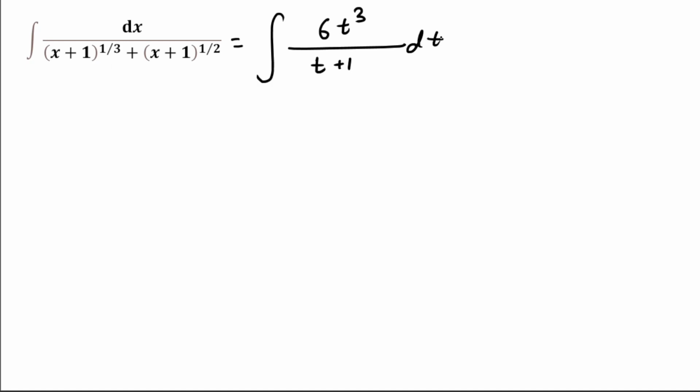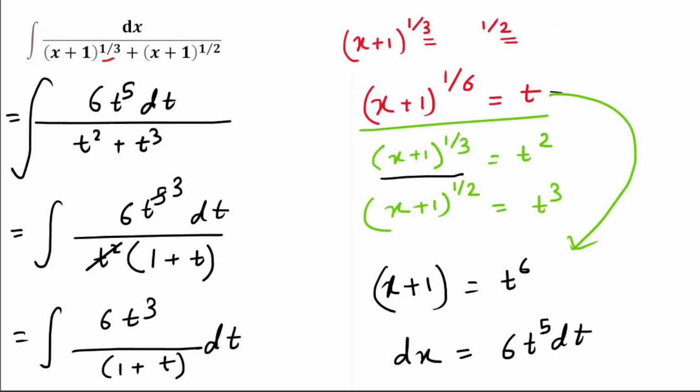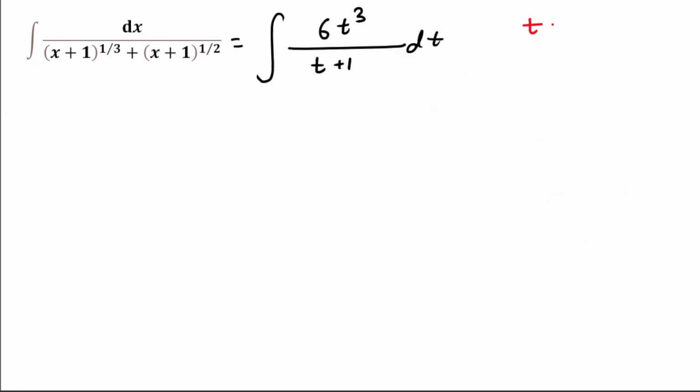Now we can't forget this, that's x plus 1. Let me write this in another color actually, because this is not part of the problem, this is just our assumption. So t to the power 6 equals x plus 1, right? This is the substitution that we had taken. Okay, now let us go back to the problem.